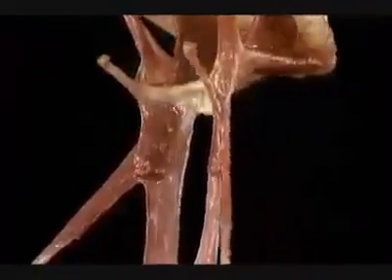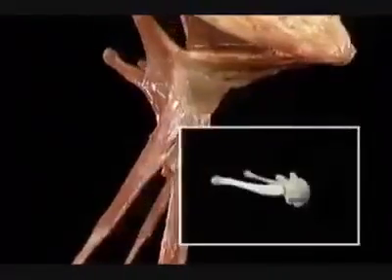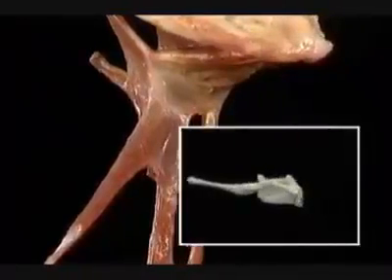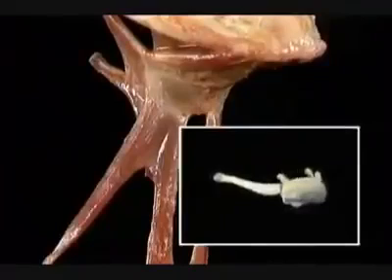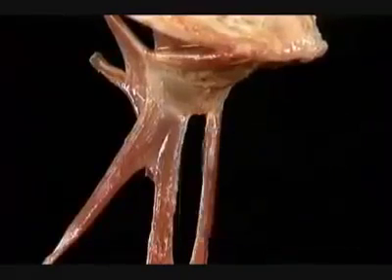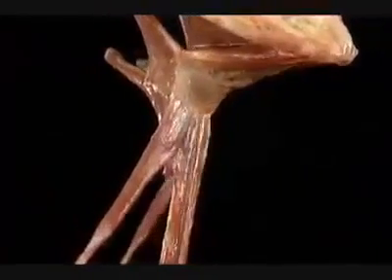These muscles insert on the edge of the body of the hyoid bone, the thyrohyoid here, the omohyoid here, and the sternohyoid here. We'll see these three muscles more fully later in this tape.